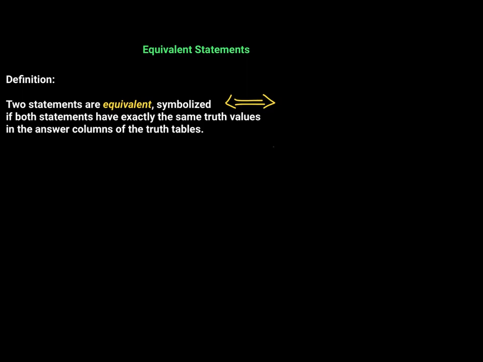In this lesson, we discuss equivalent statements. We start with the definition. Two statements are equivalent, and this is how we symbolize equivalence. It's an arrow going in both directions, but it's like a bold arrow with these two lines here. So it's like a bold arrow going in both directions.